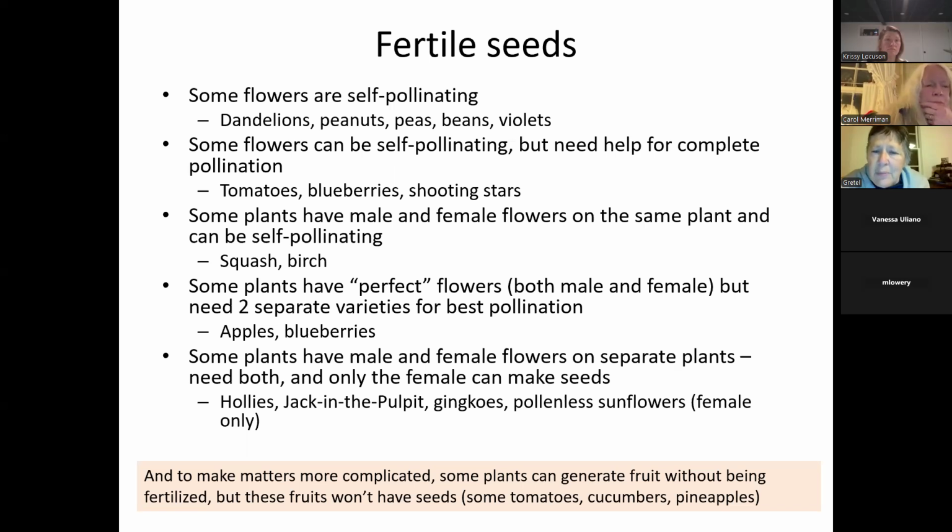Some have male and female on the same plant and can be self-pollinating, but some have perfect flowers and can't. So you may have seen, if you've ever thought to buy a fruit tree, it says you need another one for good pollination, one that blooms at the same time. Apples, peaches, even sometimes blueberries. And that's because there's a block against this flower pollinating itself. There's a chemical block or a timing block where the male and the female parts of the flowers ripen at a different time.